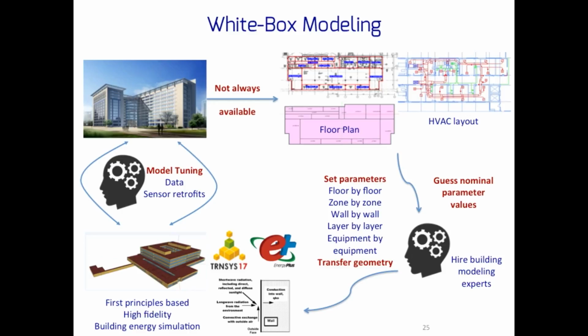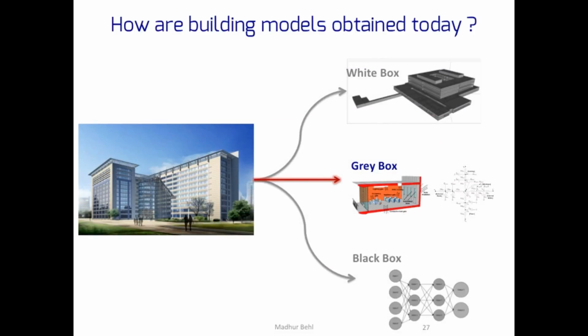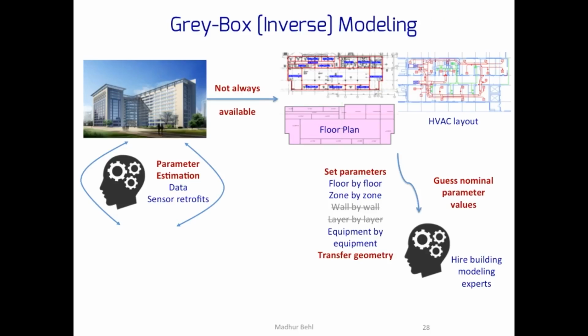So the obvious downside of such an approach is that it's very cost and time prohibitive to learn such models, and they're not that suitable for model-based control due to their complexity and scalability issues. They have thousands of parameters and states. So we turn to gray box models and hope that they can alleviate some of the problems faced by white box. And in gray box modeling, everything else is the same except there are two key differences.